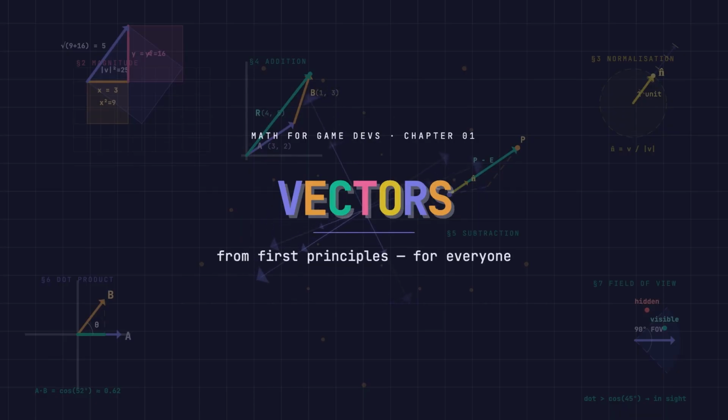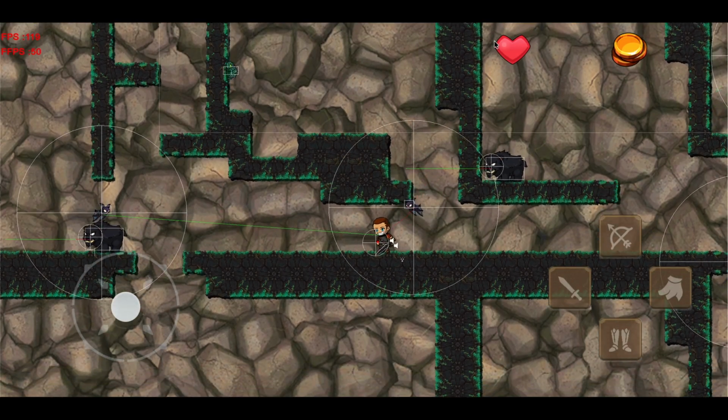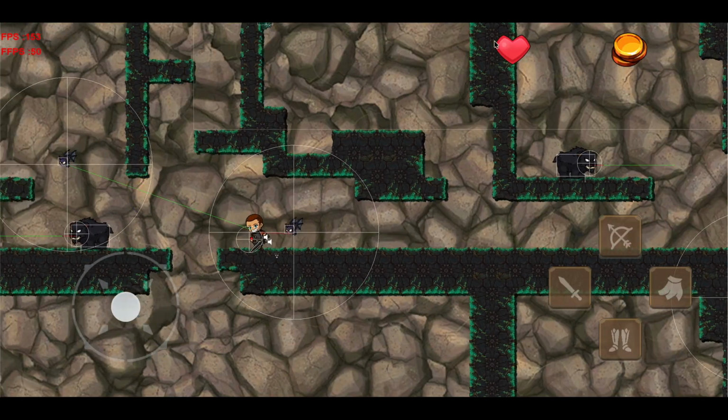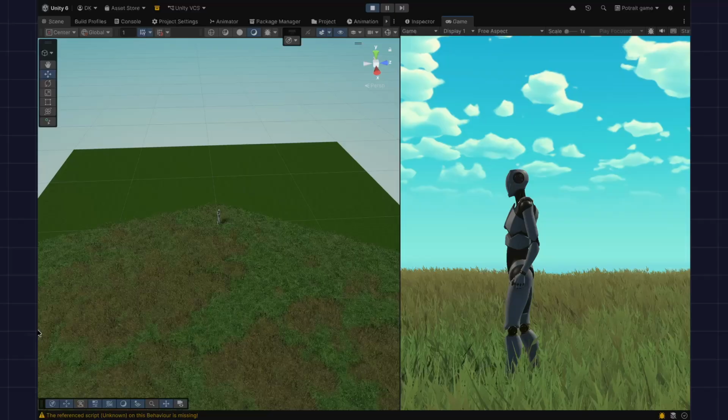Today we are starting a series where I take the math behind game development and make it actually make sense visually and intuitively. And we're kicking off with vectors. By the end of this video, you will understand how something so simple powers every part of game development, from enemy AI to defining fields of view. So, what even is a vector?